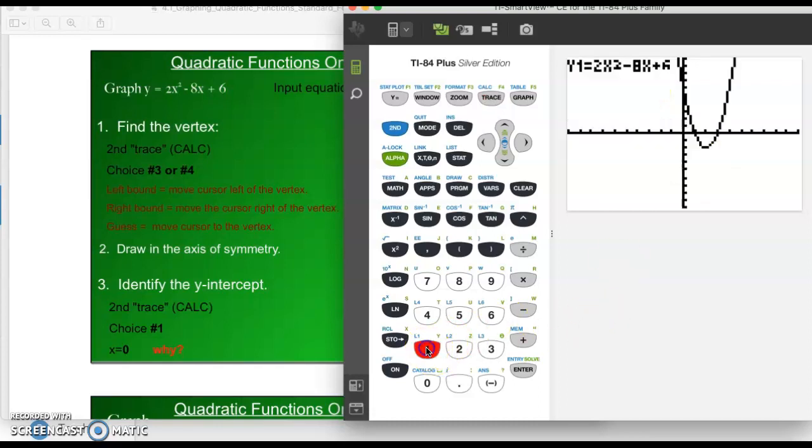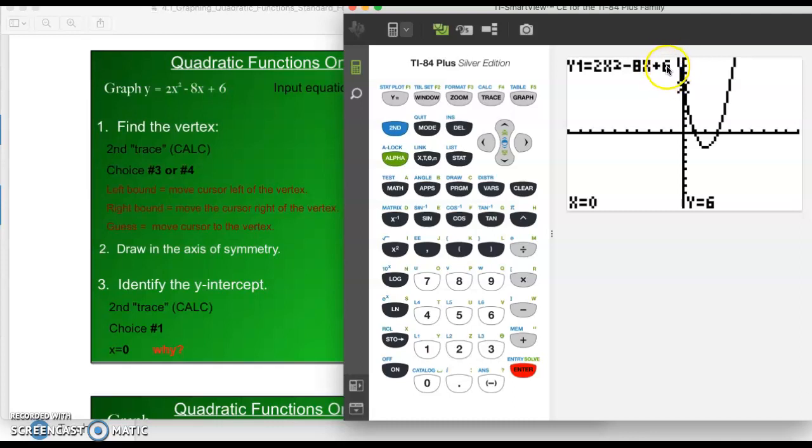So I'm going to push number 1, and it's asking me for what x equals. Well, for the y-intercept, the x would equal 0. I'll hit enter. Notice the y-intercept ends up being at (0, 6). And notice the equation, there is c.